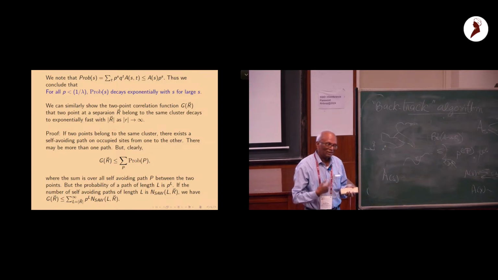Okay? The next step in the proof will be that if P is big enough, P is near 1 or P is bigger than PC, then if you pick 2 points very far, there is still a finite probability that they will actually be connected.